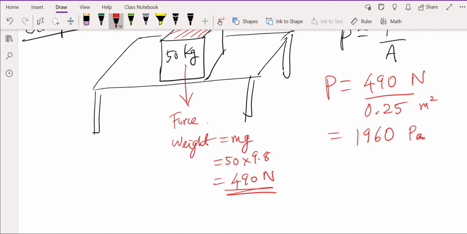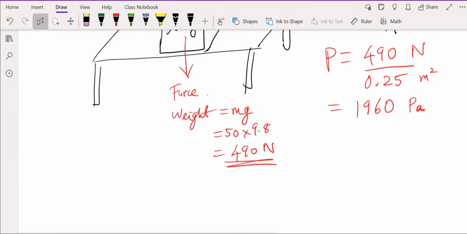Then it'll get confused with the pressure. You can't say P is equal to 1960P, it makes no sense. That's why we write PA, because then we know that it is Pascal. So it's a universally accepted unit, PA.